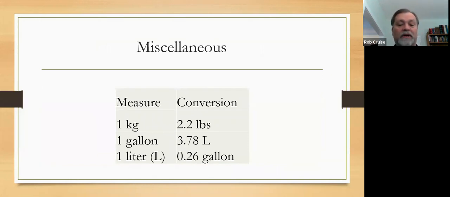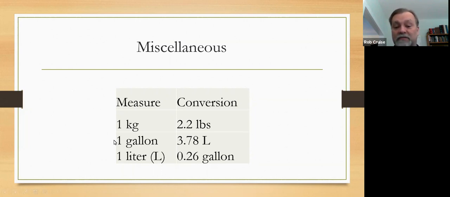Miscellaneous. 1 kilogram equals 2.2 pounds. Why is this important? Most of the time, your system will have the patient's weight in kilograms. So if you are familiar with your pound measurement, you will need to convert that over in your head. So if your patient weighs 100 kilograms, that patient weighs 220 pounds. So that's a quick and easy conversion, 2.2.